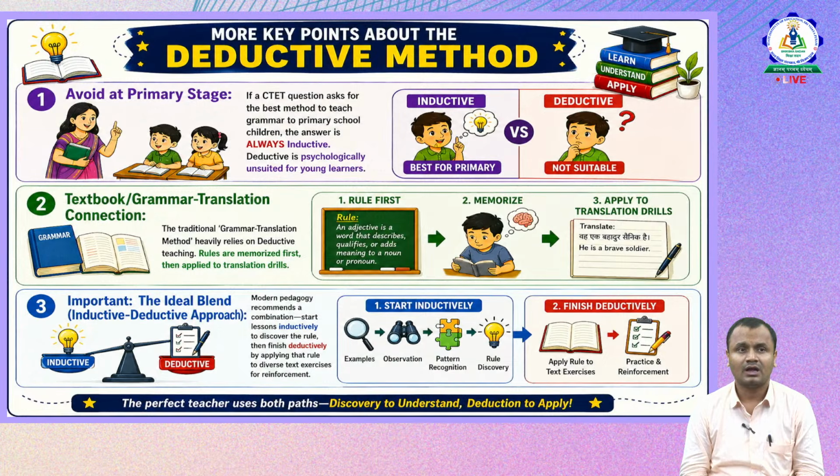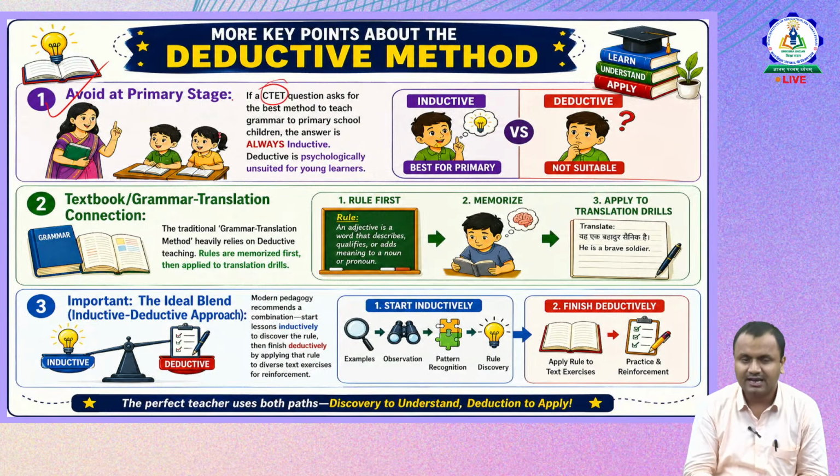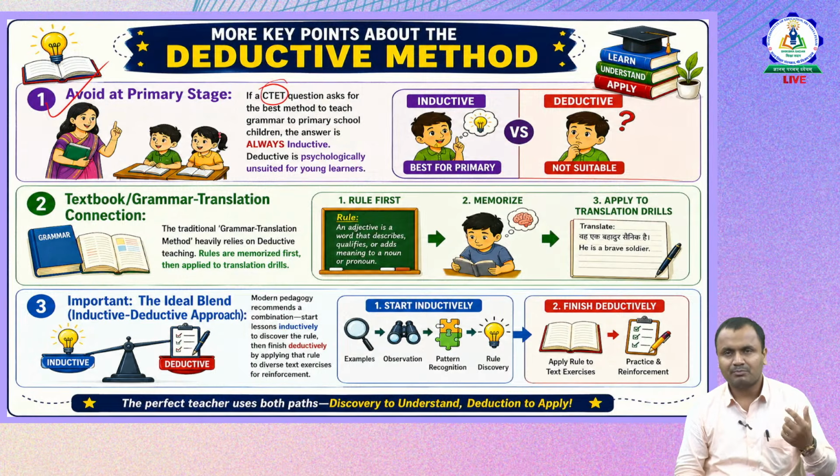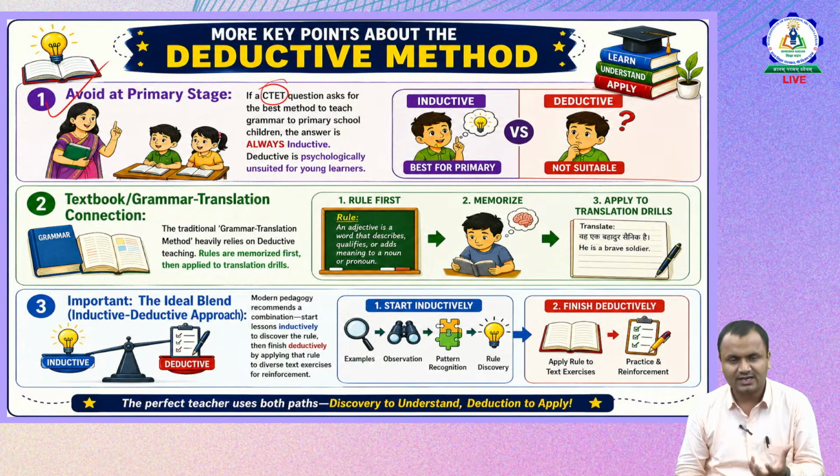Now, we have to avoid the deductive method at the primary stage. In CTET, if it is asked, shall we use the deductive method in the primary classroom, the answer is no. Second, we have seen in the previous class that the root or the foundation of the grammar translation method is the deductive approach or deductive method. So it is related to the particular concept that we have done, that is grammar translation method.